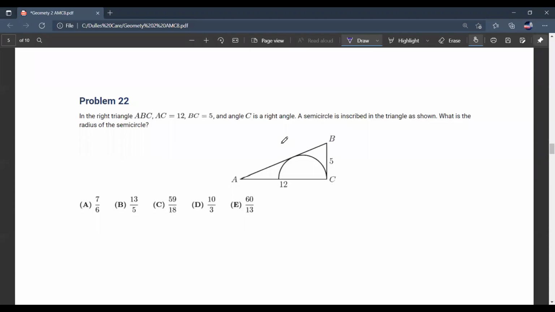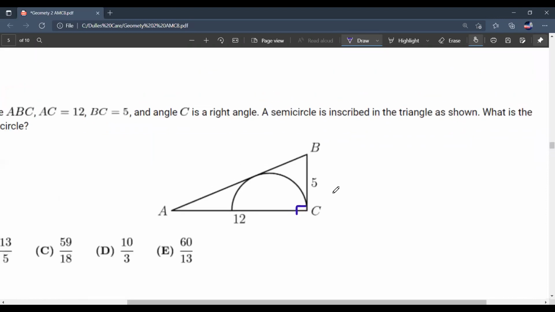All right, so now let's look at problem 22. We have a right triangle ABC. AC equals 12, BC equals 5, and angle C is a right angle. A semicircle is inscribed in the triangle as shown. What is the radius of the semicircle? So we have an inscribed semicircle. Let's call the center of the semicircle O. If this is O, let's connect the tangent point to O. This gives us a 90 degree angle, right?